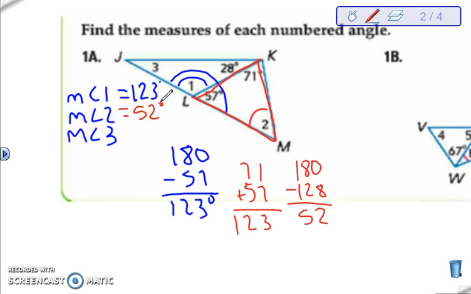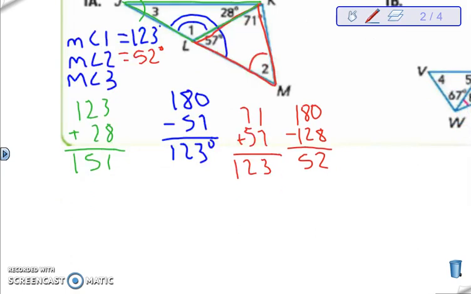And then we need one more angle, angle 3. So again, angle 3 is going to form a triangle with angle 1 and the 28-degree angle. So we can take what we got for angle 1, add in the angle that we know, and subtract that value from 180 to get the final answer.